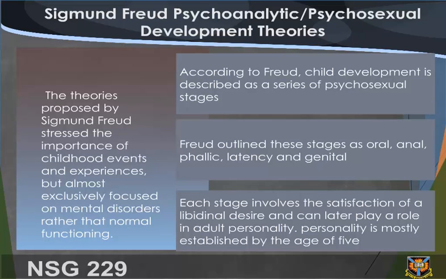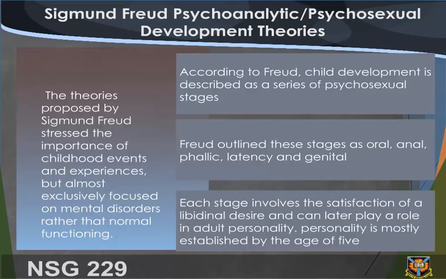Sigmund Freud's psychoanalytic or psychosexual development theories. The theories proposed by Sigmund Freud stressed the importance of childhood events and experiences, but almost exclusively focused on mental disorders rather than normal functioning. According to Freud, child development is described as a series of psychosexual stages. Freud outlined these stages as oral, anal, phallic, latency, and genital.